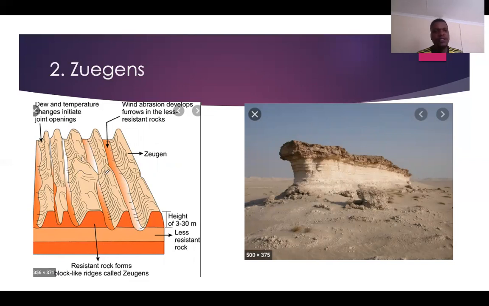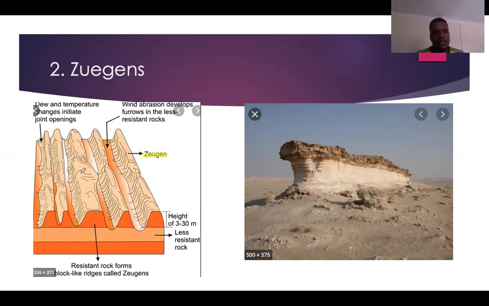So we have a flat surface, but then there will be cracks in these surfaces that are caused by weathering. When the wind is coming with force and it's carrying some particles, this wind will begin to deepen and widen these cracks. But while that is happening, the softer areas will be eroded or eaten out much faster, and the resistant regions will be left as ridges. So these ridges are now what we call zeugens, as you can see here.